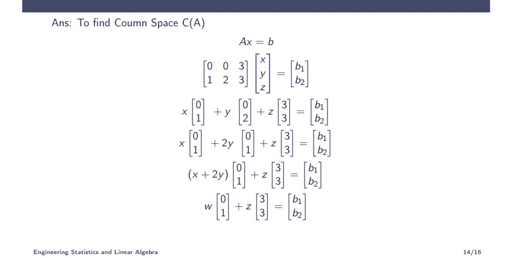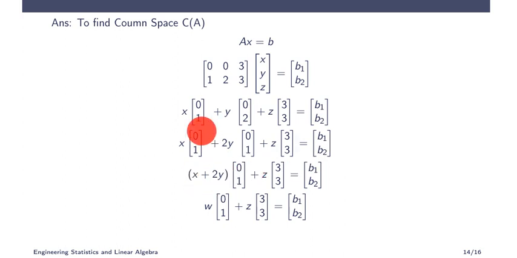So what is M here? M is the number of equations. N is the number of variables. Since M is here, the number of elements in B will be the dimension of the column space. So we will see how much it comes. So x into the first column plus y into the second column plus z into the third column is equal to [B1 B2]. Now if you see the second one, I can take 2 outside, so [0 1] plus 2y plus z [3 3] equal to B.